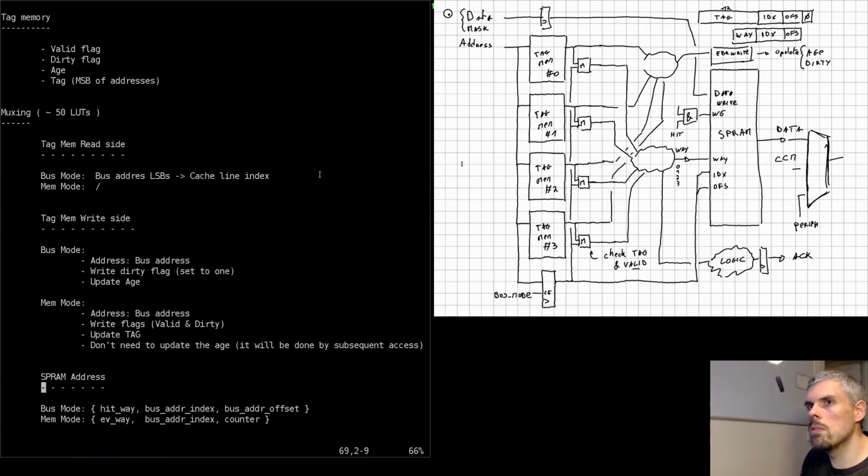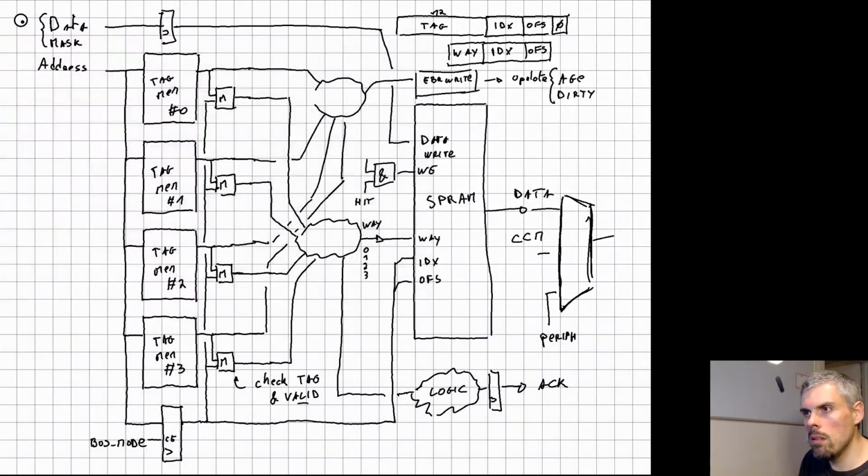Okay, so now we can move on to trying to see how the tool is going to synthesize our logic and tag memory and stuff like that. So we have three main blocks here. We have the tag memory, we have all the combinatorial logic in between, and we have the SPRAM, right?